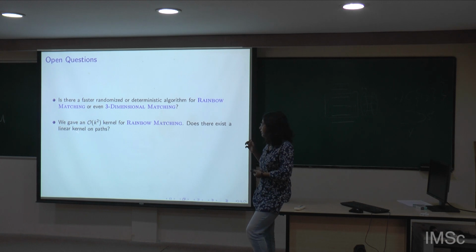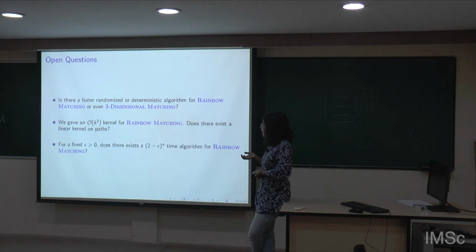We gave a k-square kernel for general graphs. But as you saw, on paths we get a very good FPT algorithm. So is it possible to get a better kernel for paths for rainbow matching? And also, can we have a 2 minus epsilon power n time algorithm for rainbow matching in general graphs?